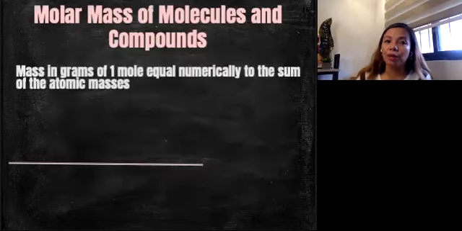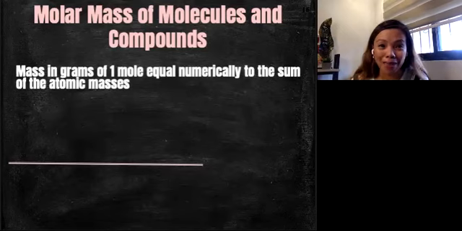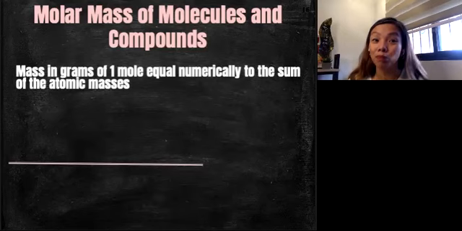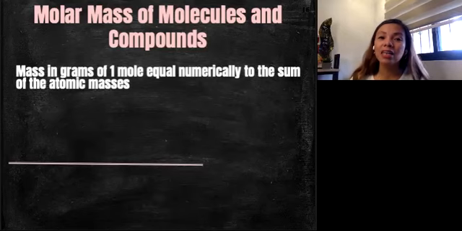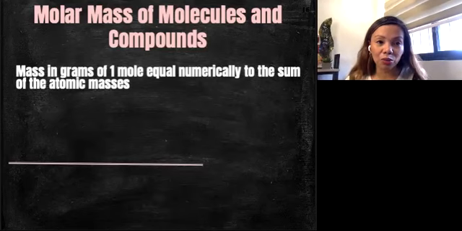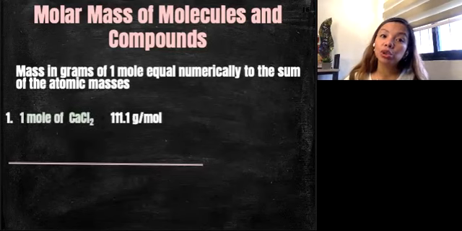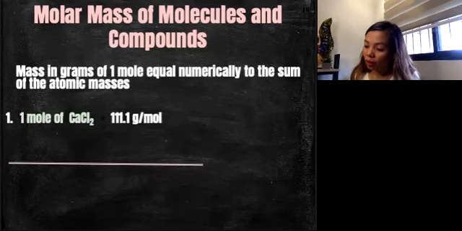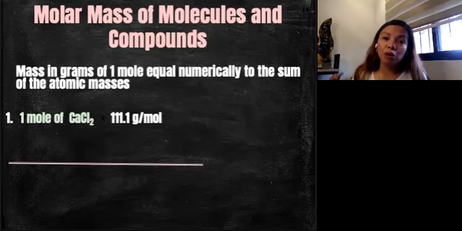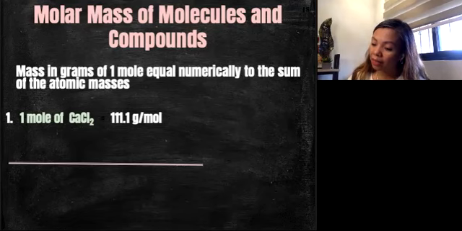So let's just say we have the molar mass of molecules and compounds. This is the mass in grams of 1 mole, equal numerically to the sum of the atomic masses. So let's try to work on this. What if we have the substance calcium chloride? How do we calculate the molar mass of calcium chloride?